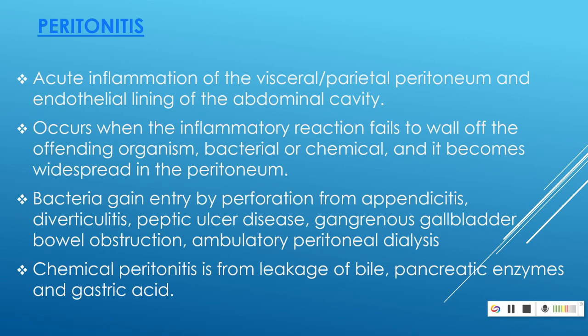Peritonitis. Acute inflammation of the visceral, parietal, same thing, peritoneum and endothelial lining of the abdominal cavity. It occurs when the inflammatory reaction fails to wall off the offending organism. The organism can be bacterial or chemical, and it becomes widespread in the peritoneum.